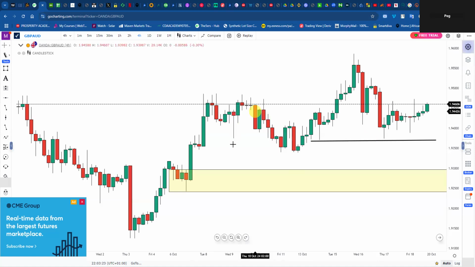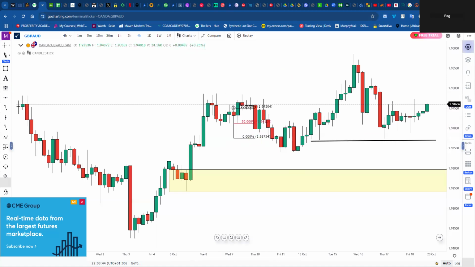So if you look at this candle, I can't find it. Okay. What is this? Is this a fib? Yeah, this is a fib. Let me use a fib from the top to the bottom.